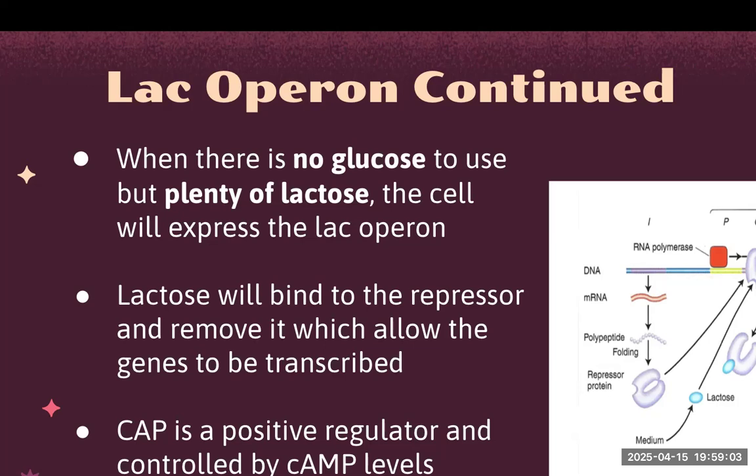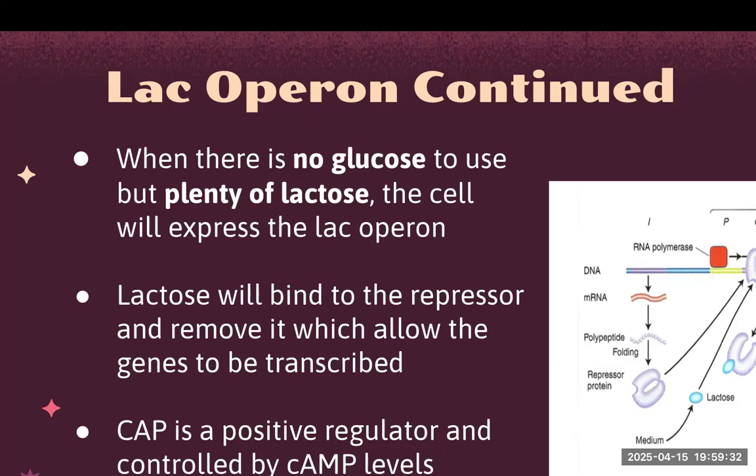Okay, so cAMP levels rise as the glucose levels fall. And it's because the glucose directly binds and inhibits the enzyme that makes cAMP. You don't really have to know that, but there's an inverse relationship there. CAP can only bind to DNA when bound to cAMP. Okay, CAP can only do what it wants to do, positively regulate things, if it's bound to cAMP.